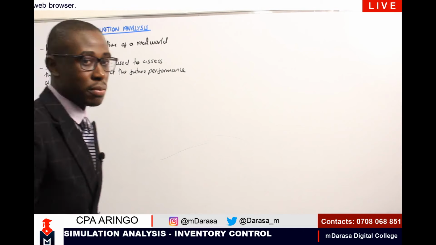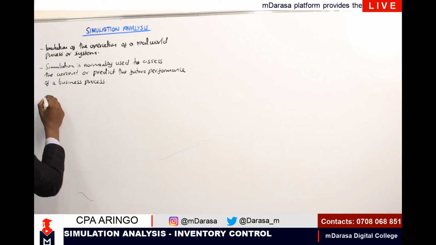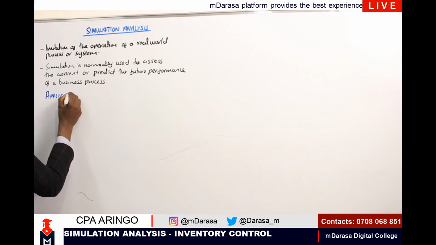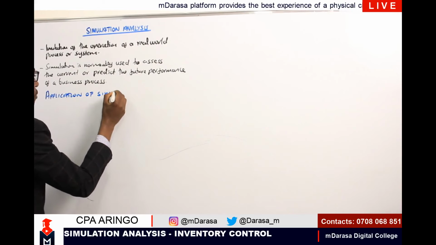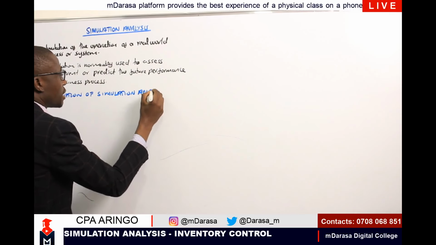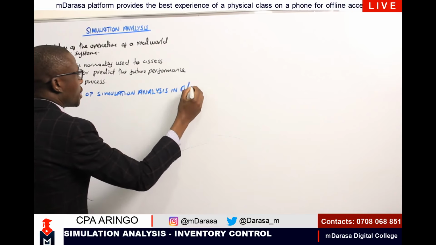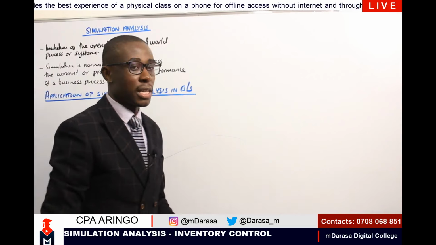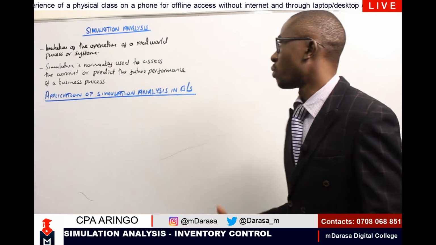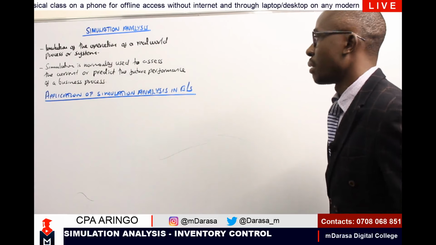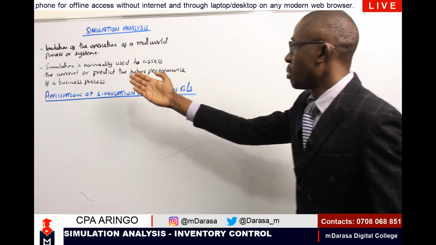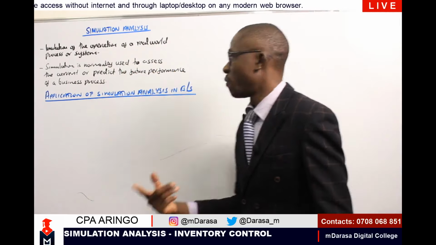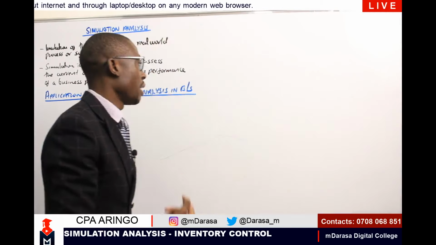Now, the moment you've talked of that, my good students, I also want us to look at the areas where simulation can be applied in business. So in this case, we are talking of application of simulation analysis in business. Where is it being applied? The first key element is imitation of a real world process or system, the whole idea behind simulation. And at this point, you're saying that I can use simulation to assess the current and also to predict the future performance of a business. Key element that you must have in mind.